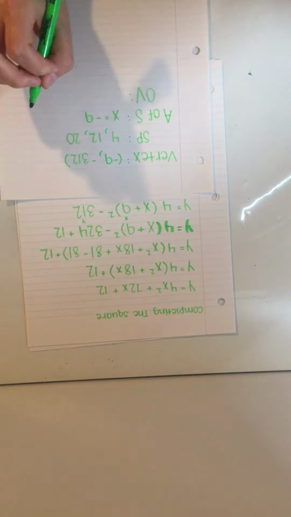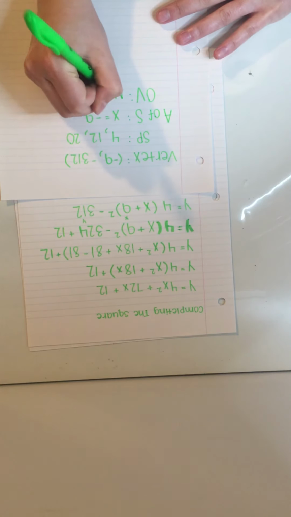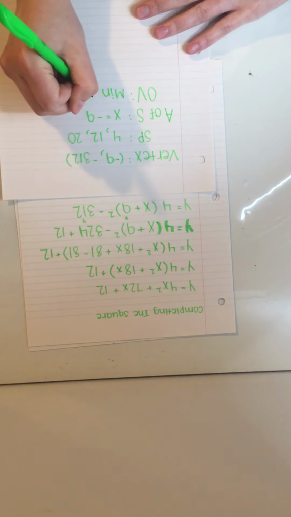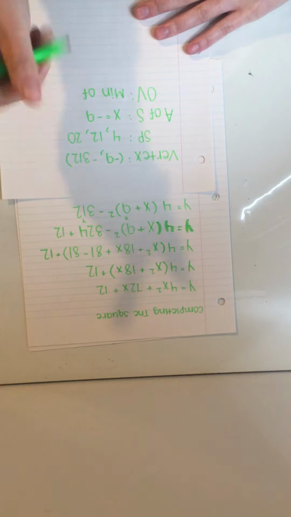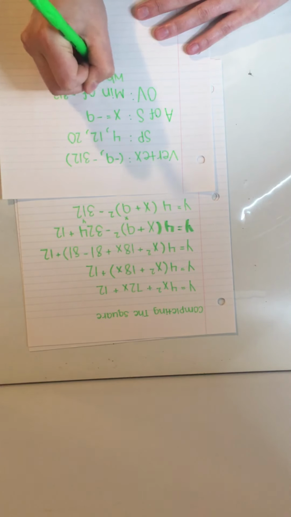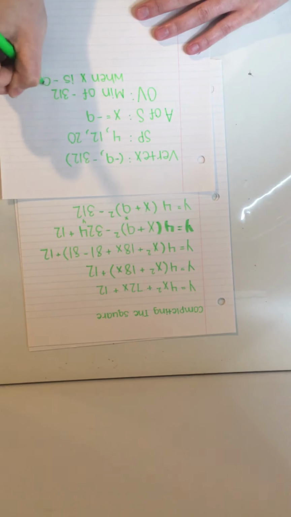And my optimal value, if it's a positive, it's going to be a minimum, so that would be mine. And if it was a negative, it would have been a max. So mine's going to be a min of negative 312, which is my y value, when x is negative 9.